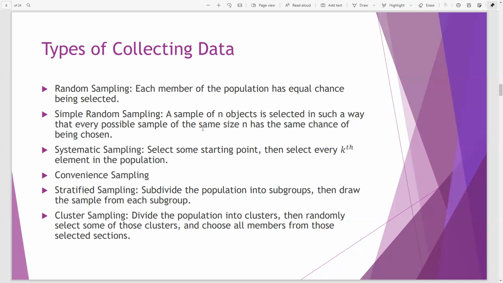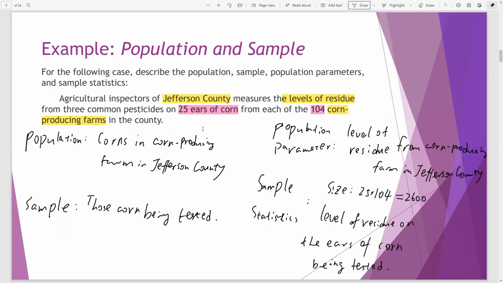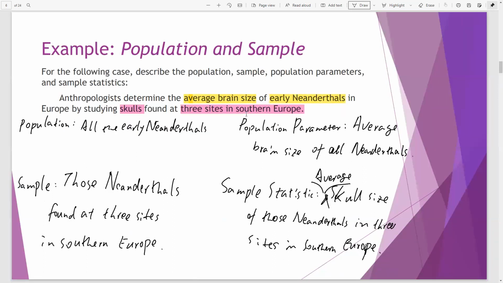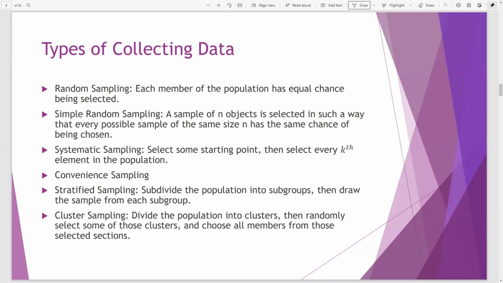The next one is stratified sampling. Subdivide the population into subgroups, then draw a sample from each subgroup, like what we saw before. Here we have 104 corn-producing farms in the county. From each farm, take out 25 corns. That is stratified sampling: the question naturally has subgroups, then we draw a sample from each subgroup.